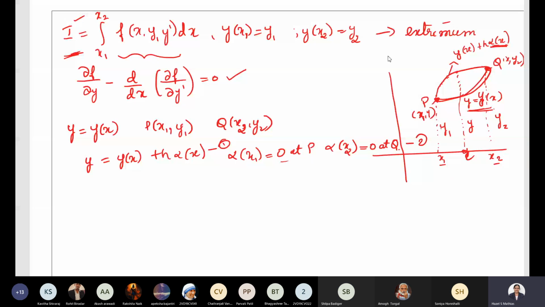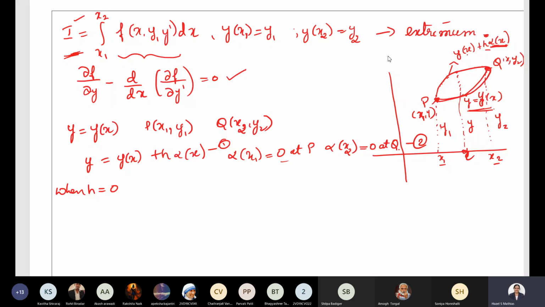So let's take this as 1. Let's take this as 2. Now, what happens when h is equal to 0? Suppose h is equal to 0 at all the points on this curve, what do we get? Two curves coincide, because this also becomes y equal to y of x when h is equal to 0. So when h is equal to 0, these two curves coincide.